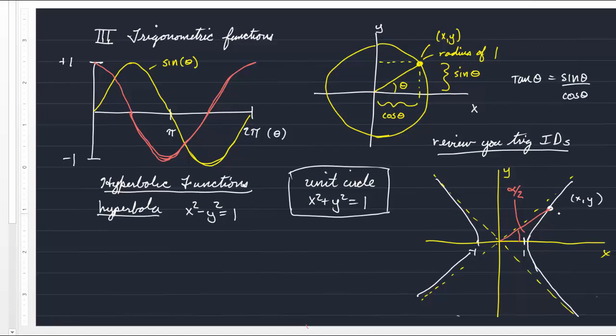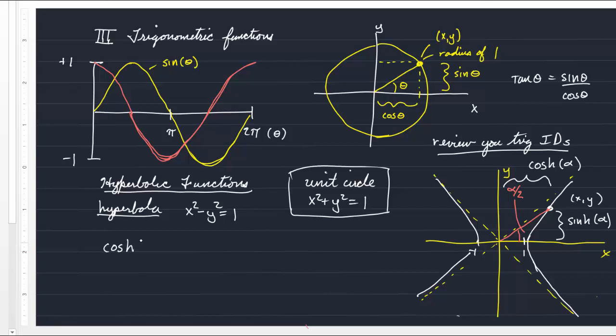And with that, the y value of that point is equal to the hyperbolic sine of alpha, sinh alpha, and the x value, see if I can draw it like that, is equal to the hyperbolic cosine of alpha. So the geometric relationships are analogous to the trigonometric functions.